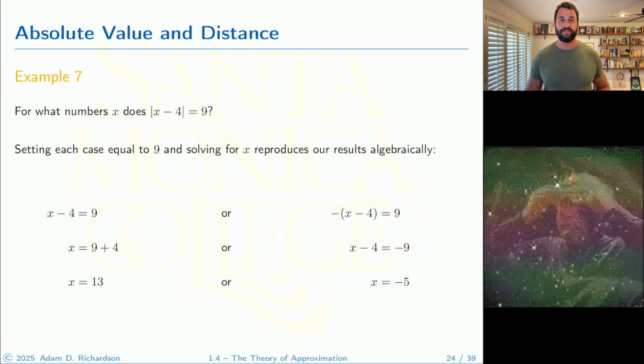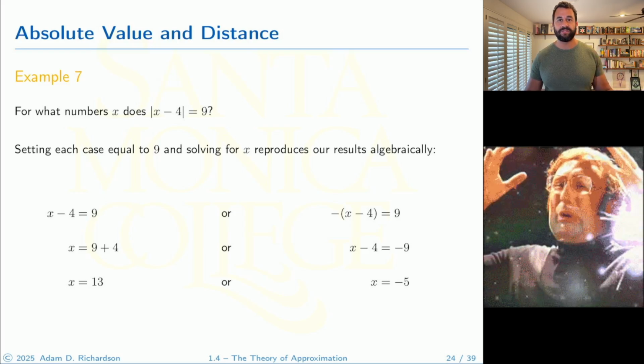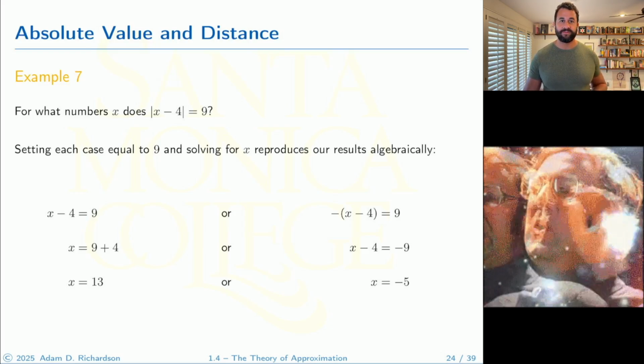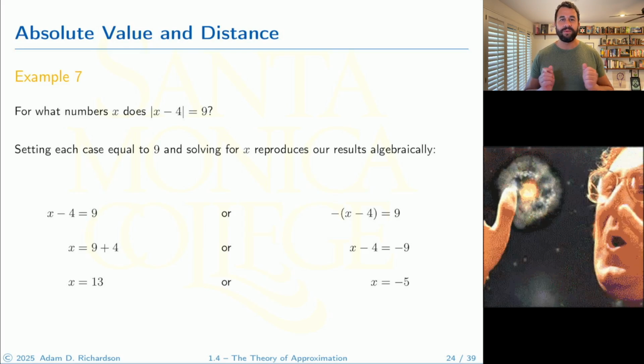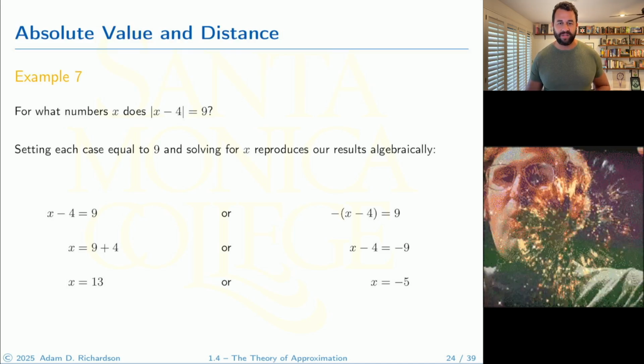Same result. One result uses intuition, distance, and geometry. This result uses algebra. That's why algebra and geometry are BFFAE, because there's an intimate connection between those two things.